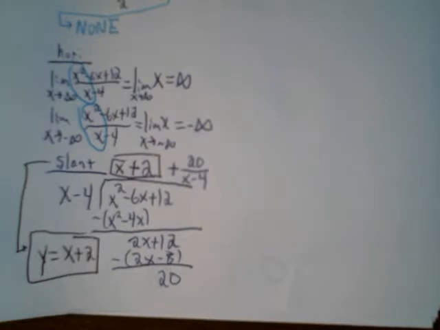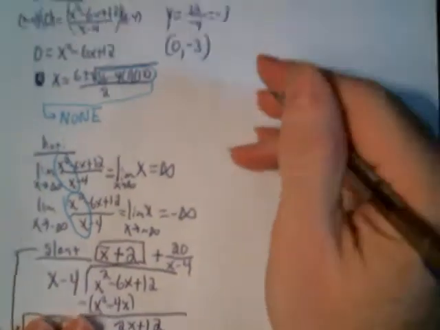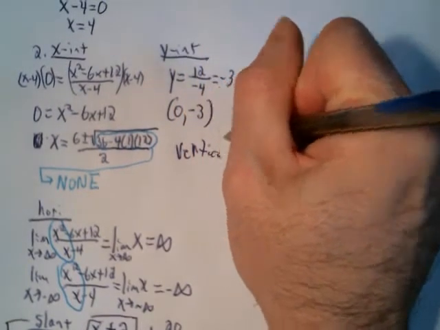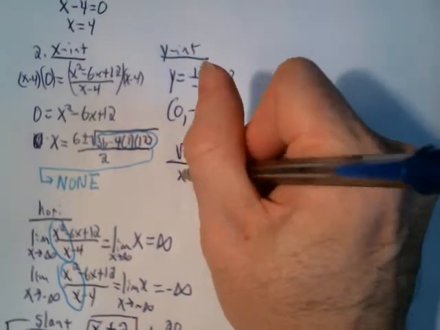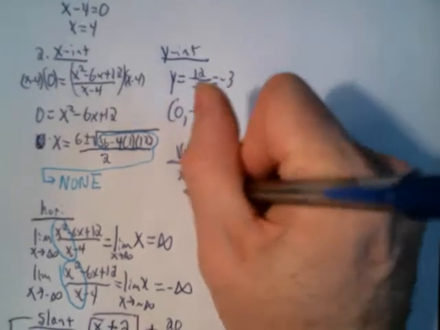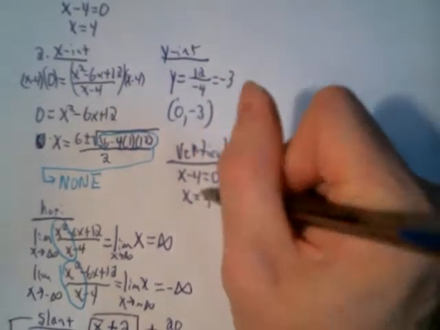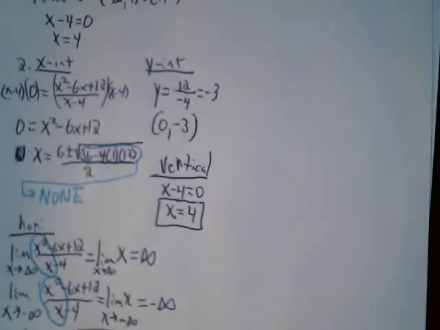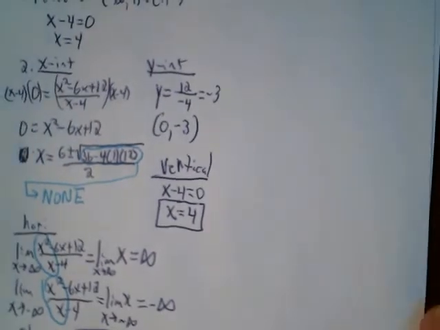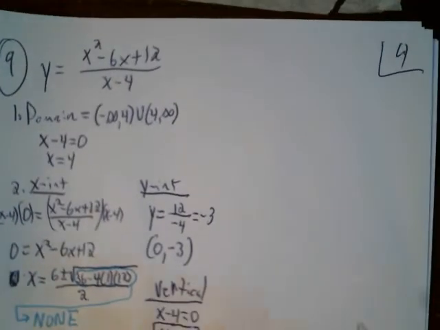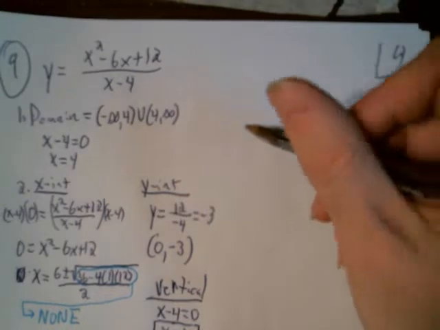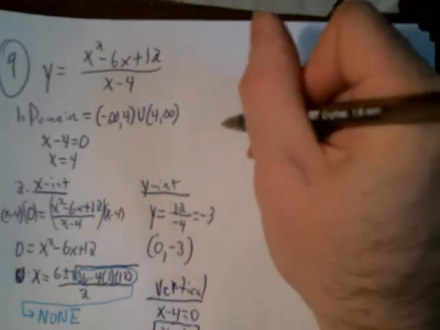Okay, so what next? Vertical asymptotes. We already have that material from the domain. We noted that the denominator, x minus 4, is equal to 0 when x is 4. So that is our vertical asymptote. Okay, so we got all of that stuff out of the way. Now I want to worry about derivatives. Okay, so this is not going to be fun.